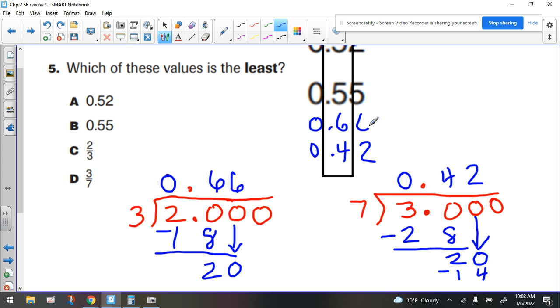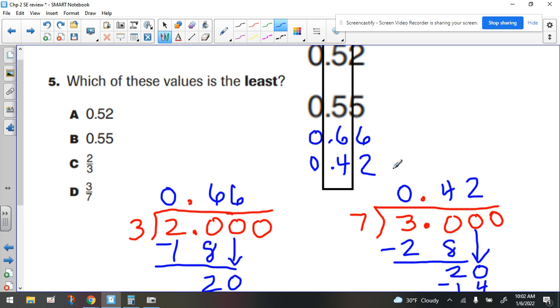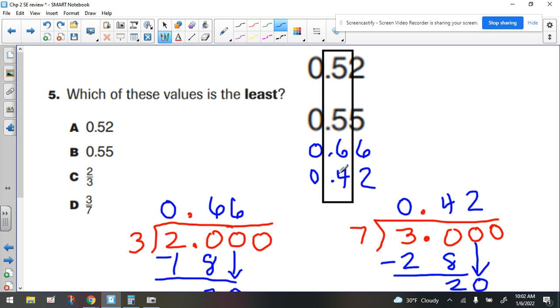It would repeat. But the point is that that doesn't matter, because the tens place digit is the one that we're going to use to tell which one is the least. And this is the lowest in the set. Therefore, this right here would be your answer.